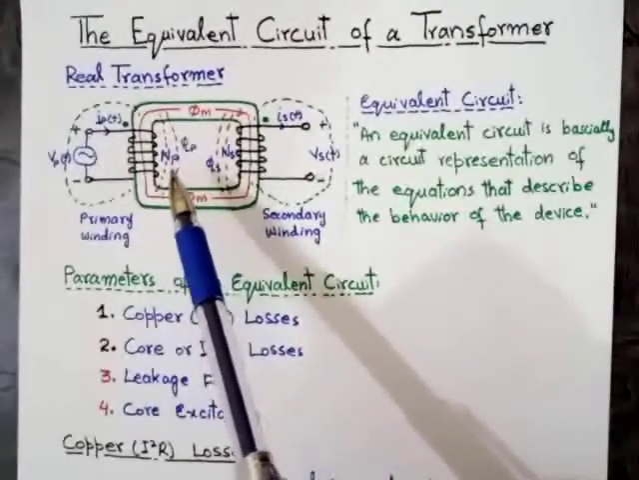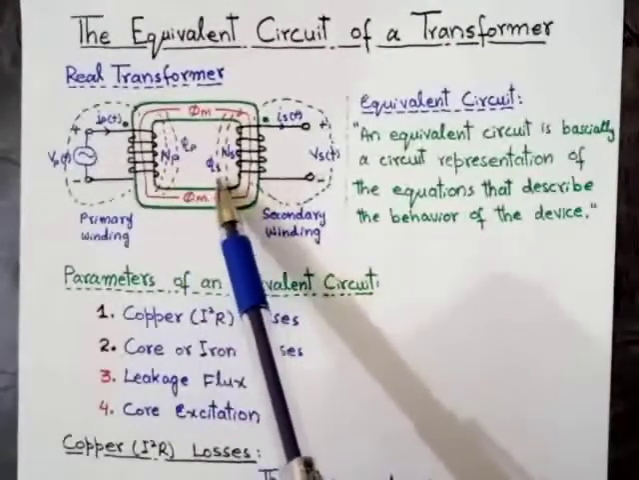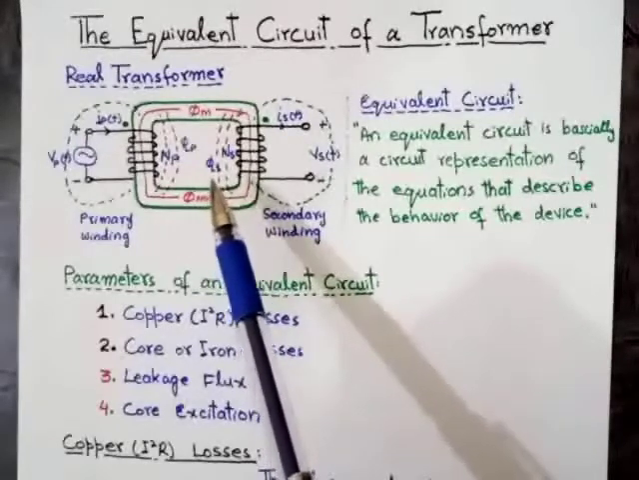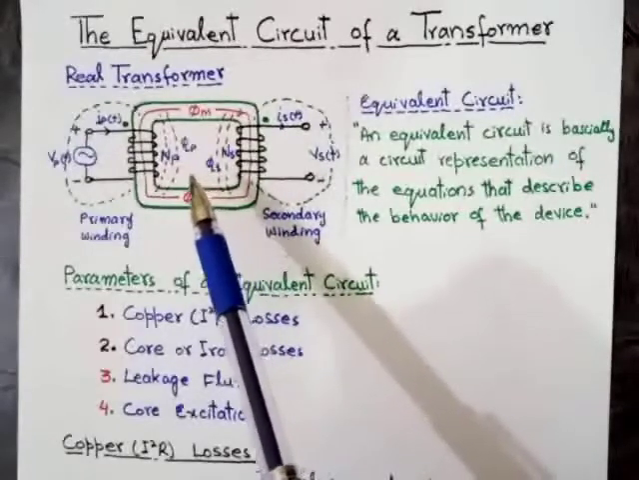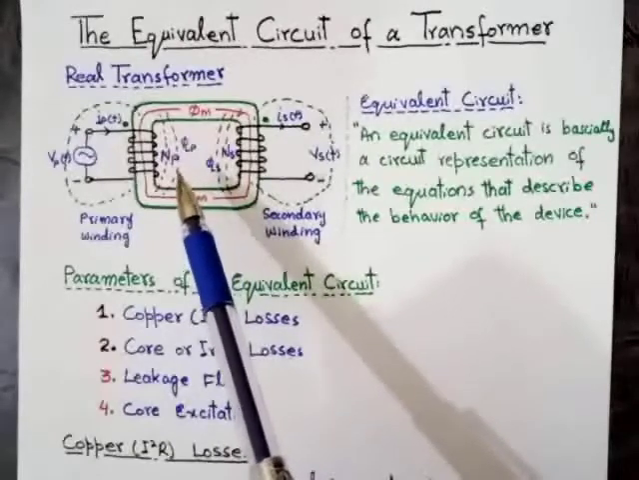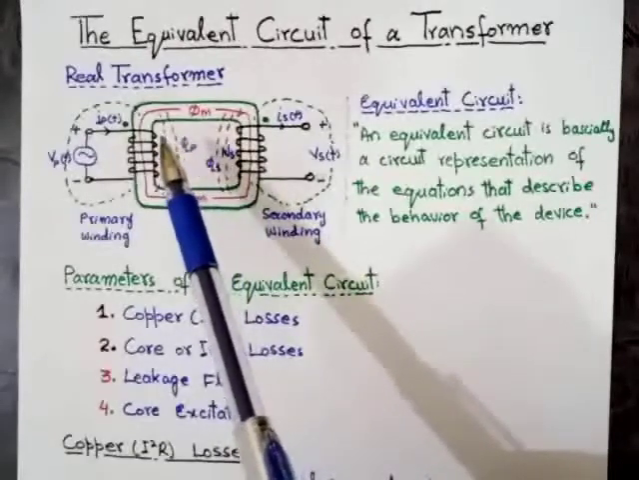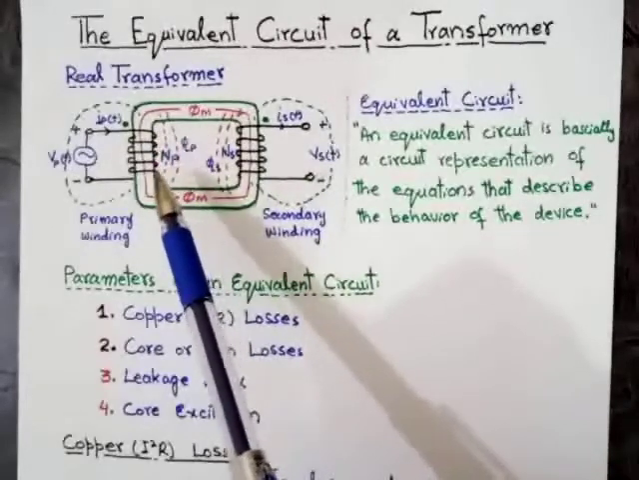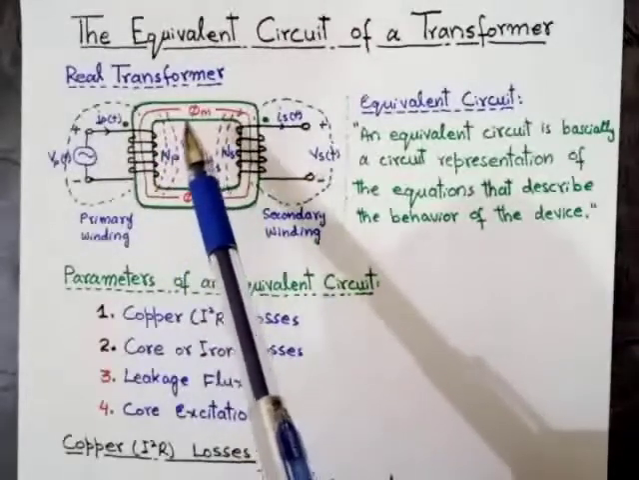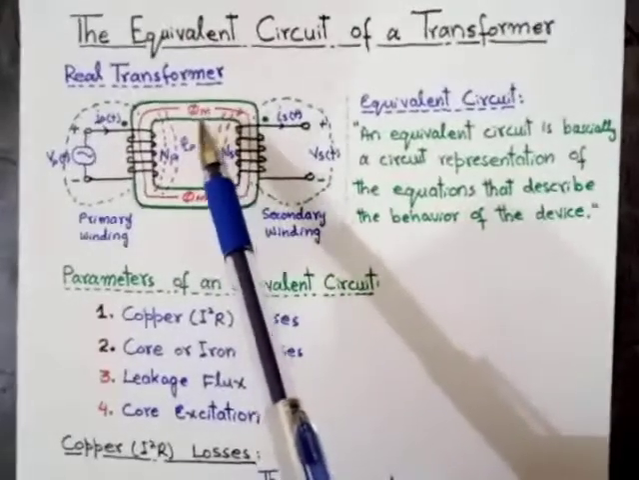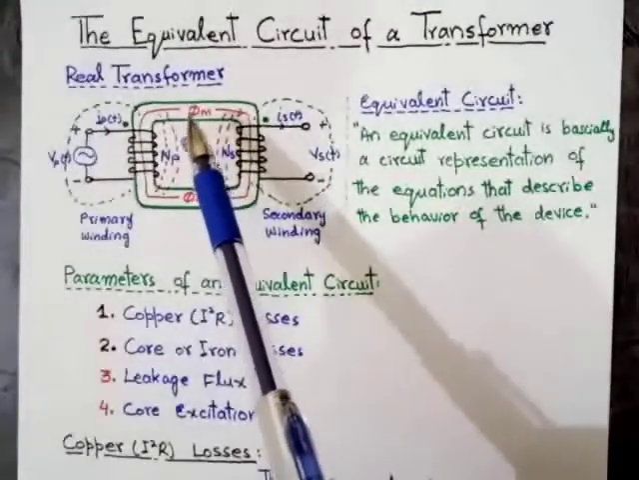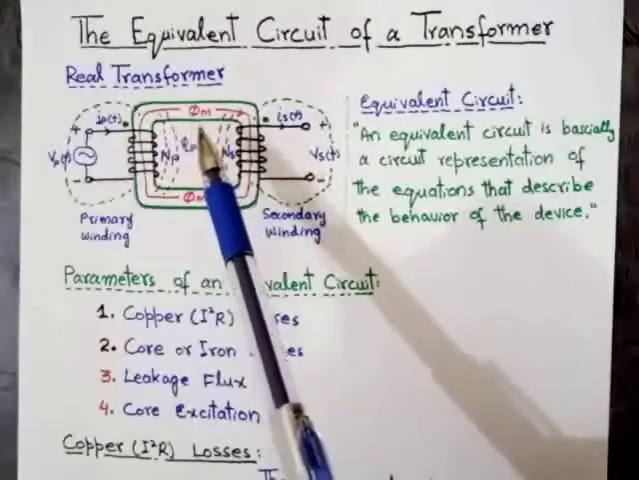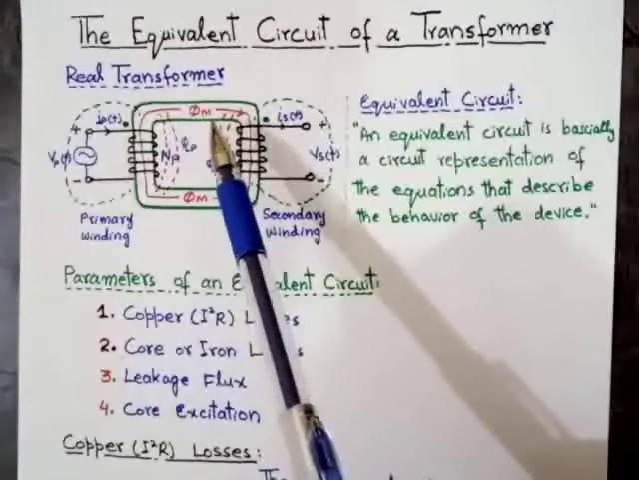This is the primary leakage flux and this is the secondary leakage flux. As we have already discussed, leakage flux is the flux which breaks out of the core and passes through the surrounding air. And this is the mutual flux. Mutual flux is the flux which remains in the core.